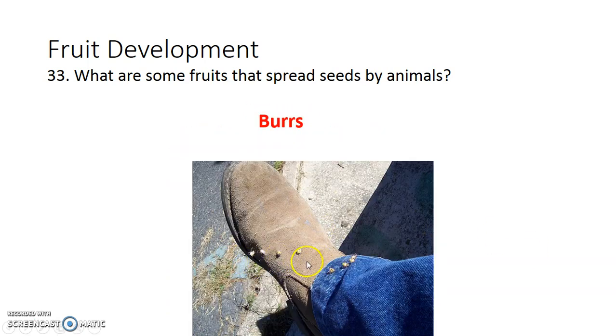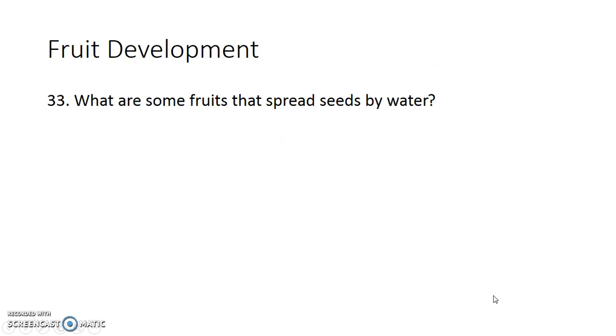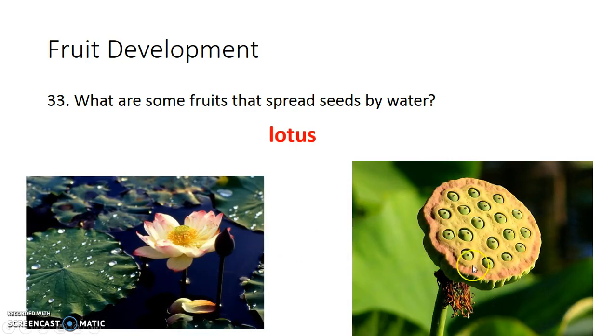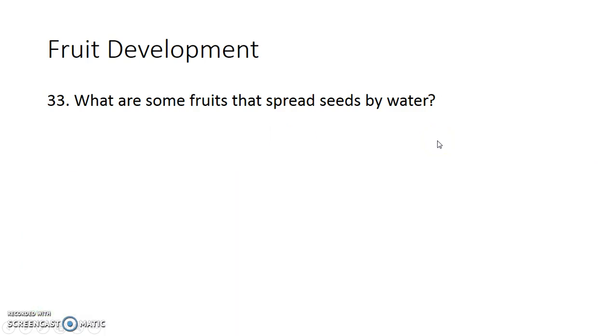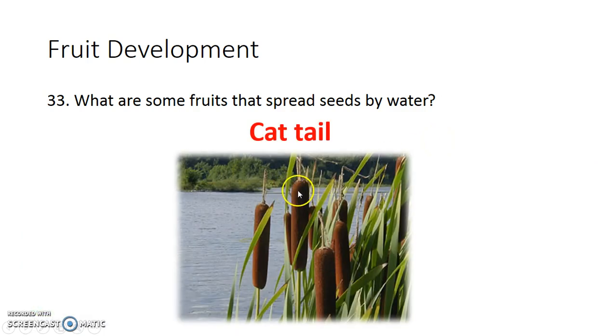Also, burrs, those little stickers that stick to your clothes or socks, or sometimes the fur of animals, animal spread fruits. Seeds spread by water, common ones. Lotus flowers. These little seeds on the inside of a lotus flower float along the water and can germinate in the water. Once they settle in some sediment, boom, water spread seed. Cattails. Once they break open, they have seeds on the inside of them that actually spread via water.